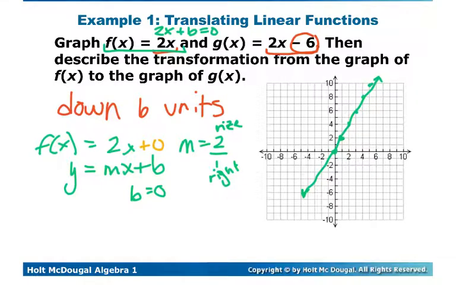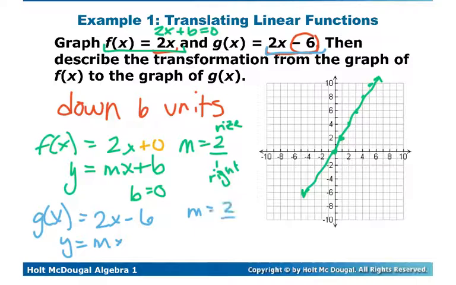Alright, and the next one, we've got 2x minus 6. That means that our slope is 2. So again, slope is 2 over 1, where we rise 2, run 1, and then our b is negative 6. So that means we'll start at negative 6, and then we'll go up 2 over 1, up 2 over 1, etc. And so hopefully you can see that it went down 6 units from being the green one to being the blue.